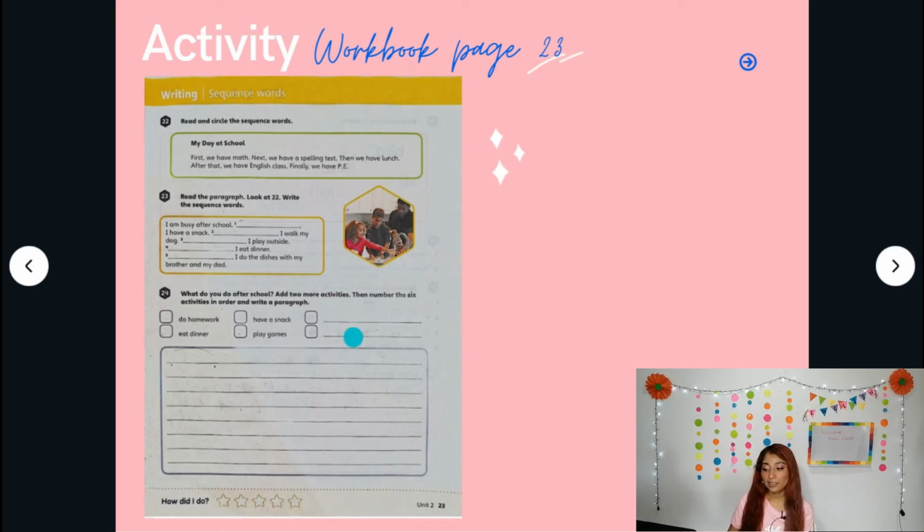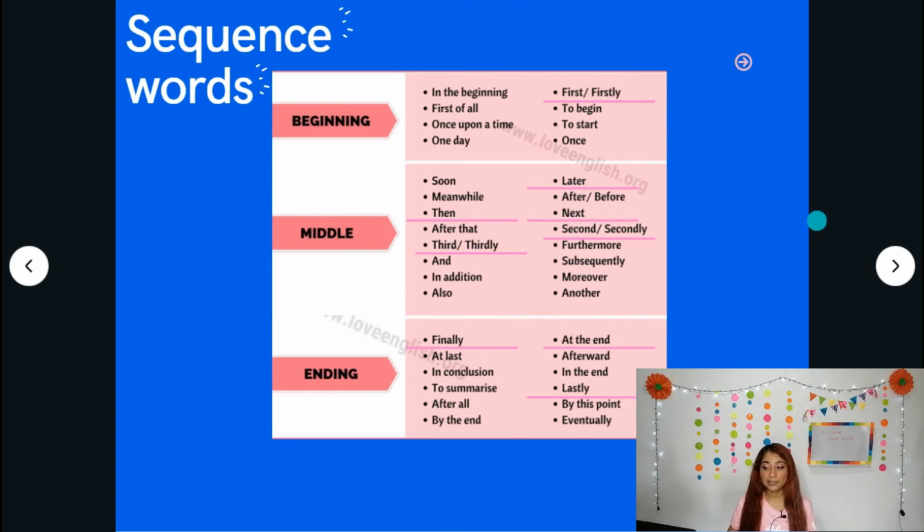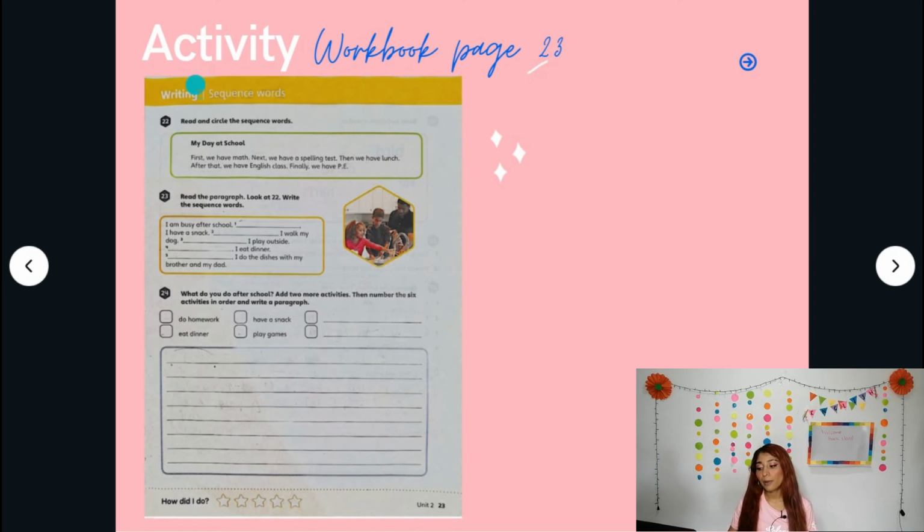And when you finish adding these 2 activities, you are going to number all of these activities from 1 to 6. Las vas a ordenar from 1 to 6, okay? And when you finish this, you are going to write a paragraph like this one. Vas a escribir un párrafo usando sequence words. So you need to pay attention. You can use the ones that they are giving you here in this box, or you can use these ones that I gave you. So please follow the instructions, follow the grammar, and write your paragraph by using the vocabulary that you have in here.